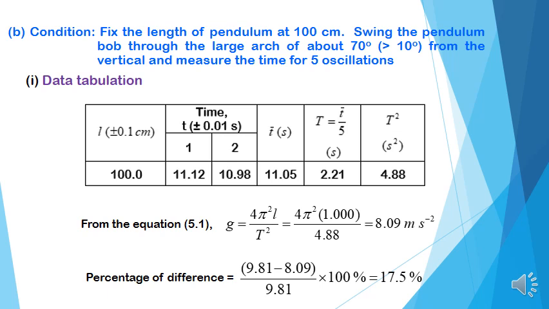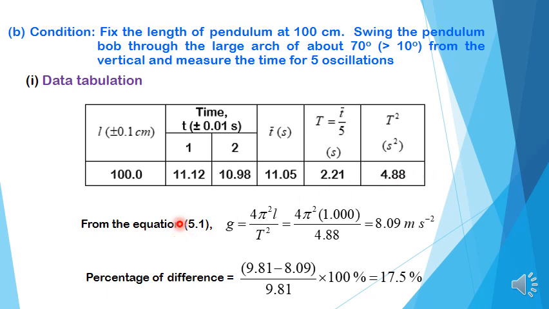The second part of this experiment is to investigate the effect of large amplitude oscillation to the accuracy of G obtained from the experiment. The condition is fix the length of pendulum at 100 cm. Swing the pendulum bob through the large arch of about 70 degrees from the vertical and measure the time for 5 oscillations. The result obtained from the experiment is tabulated in this data table.